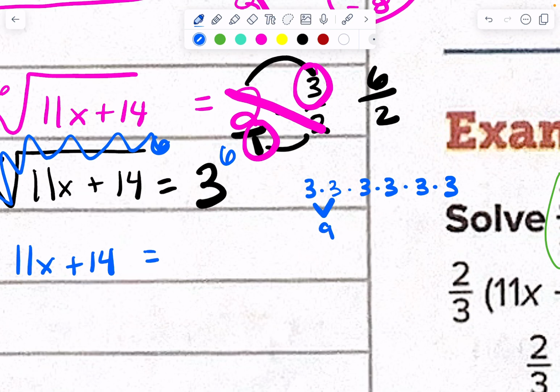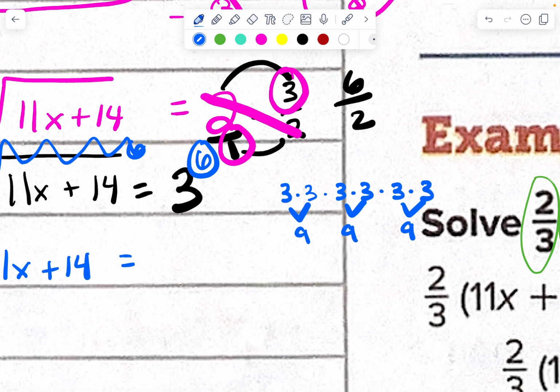3 times 3 is 9. 3 times 3 is 9. 3 times 3 is 9. 3 to the 6th power is the same thing as saying 9 to the 3rd power, right? There's 3 9s. I know that this is 81, so I just have to take 81 times 9, which is 729, I believe. Yes, I think that is right. 729 is what 3 to the 6th power is.